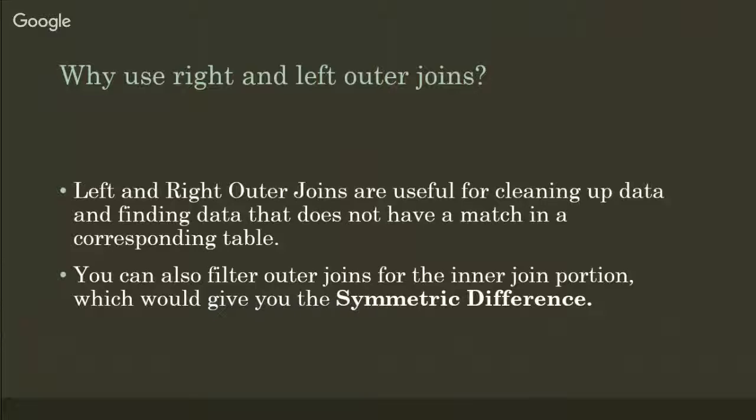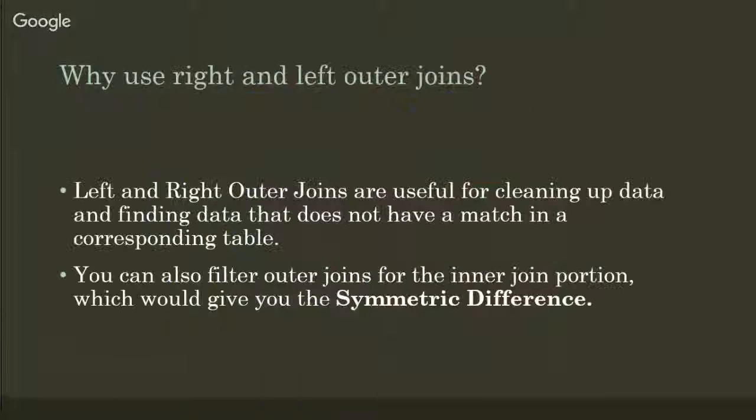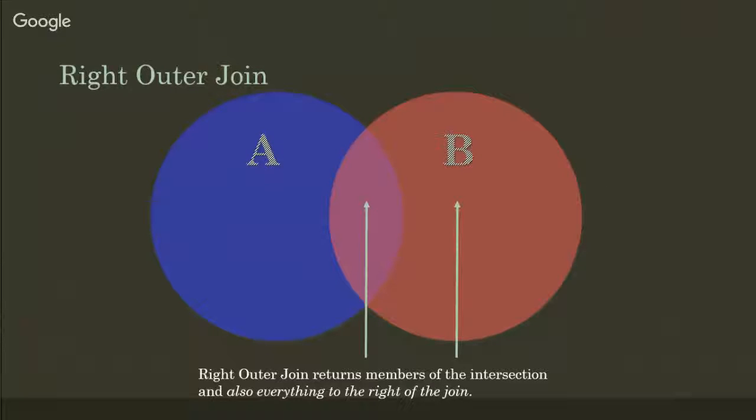It also has some other uses, and in fact, you can filter outer joins, meaning you get the result set, and then you say, but not this. You can filter out the inner portion, the portion where it does match, which would give you what's called the symmetric difference. You don't really need to know that probably, but it is kind of interesting. You can return everything that doesn't match in A and everything that doesn't match in B, and filter out completely the stuff that does match.